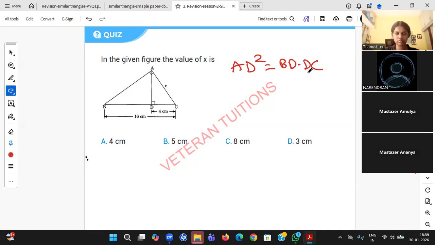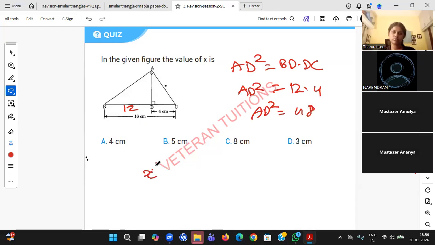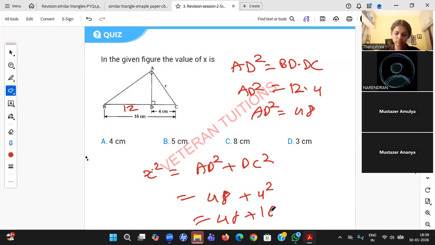So student, obviously AD square equal to BD into DC. This is the shortcut I have given. But what is BD? BD will be 8. No, BD will be 12. Then only 12 plus 4 will be 16. So 12 into DC, which is 4, so AD square will be equal to 48. Now I want X. X square equal to AD square plus DC square. AD square I got 48, DC square is 4 square. So that will be 48 plus 16, which is 64. Square root of 64 will be 8 centimeter.